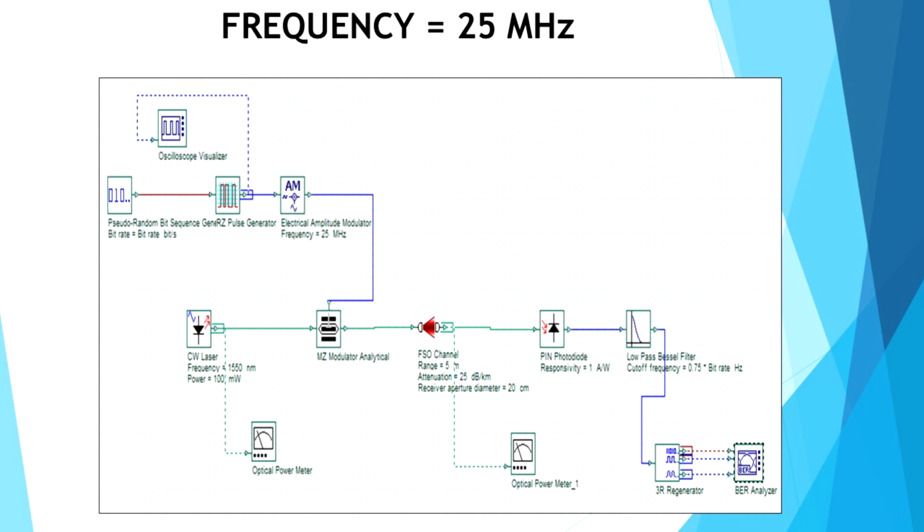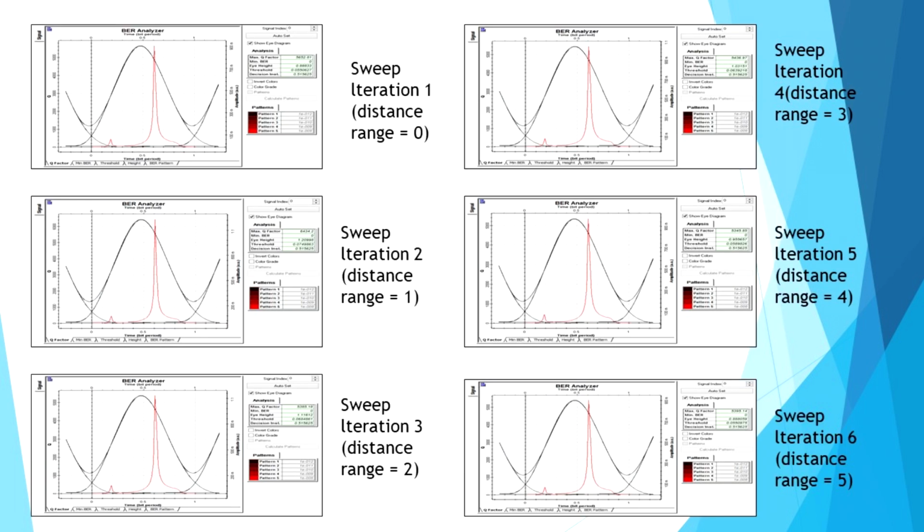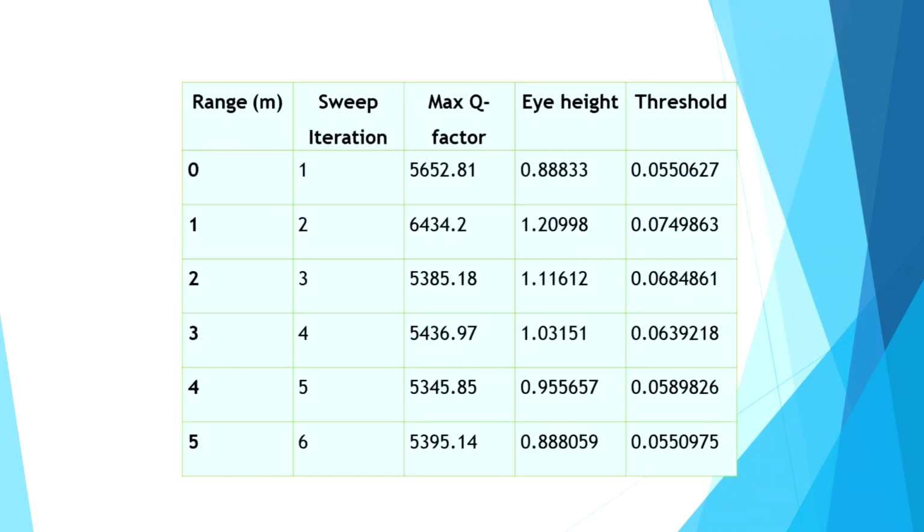Okay, next is the circuit when using 25 MHz frequency of the electrical amplitude modulator. This is the graph obtained for 25 MHz frequency. There is a spike in each graph. Okay, this is the table for the result obtained. Maximum Q factor, maximum I height, and maximum threshold are all at sweep iteration 2.